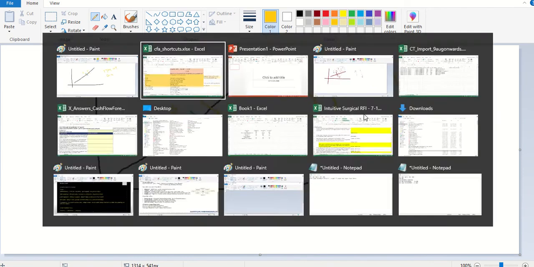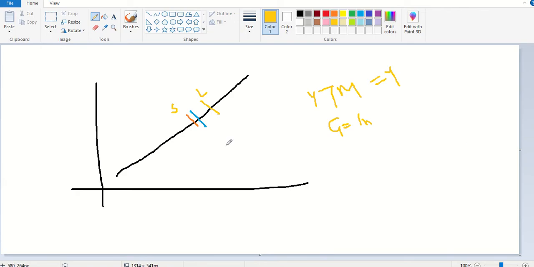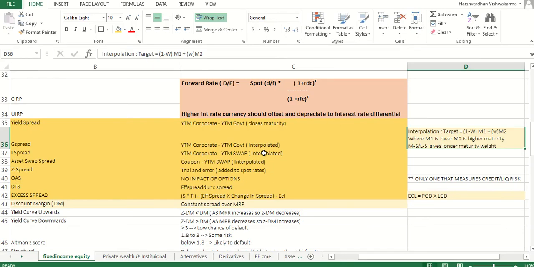The interpolated value. And there is a very simple formula to calculate the interpolated value, which is (1 minus W) into M1 plus W into M2, where M1 is the lower maturity and M2 is the higher maturity. So here M1 is this one, M2 is this one, and the formula is simple: (1 minus W) into M1 plus W into M2. So this will give you the weight of each of the yields, and by multiplying the yields by the weights, you will come to a final value.